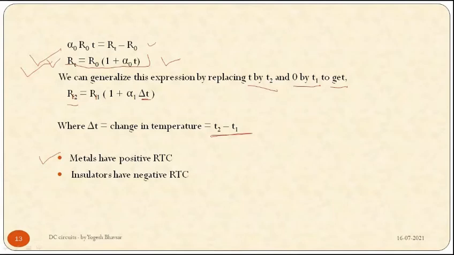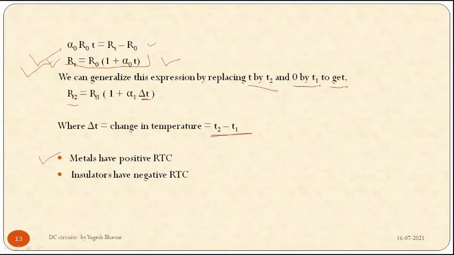Metals have positive RTC, positive resistance temperature coefficient, and insulators have negative RTC. Why? Because for metals, resistance changes with respect to temperature, so it will be positive RTC. And for insulators, the opposite: temperature increases, resistance decreases, so negative RTC. Note this, it can also come in the exam. Metals have positive RTC, insulators have negative RTC.